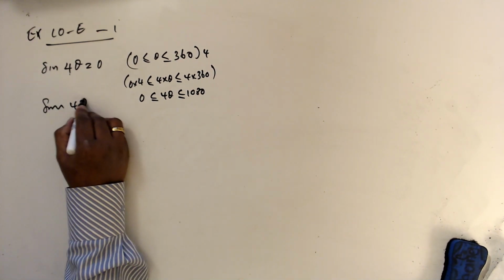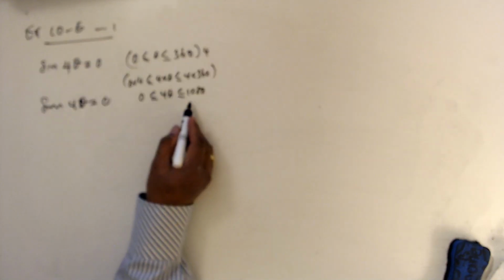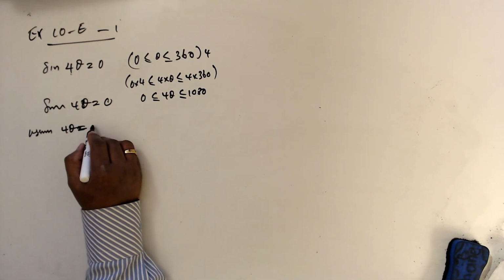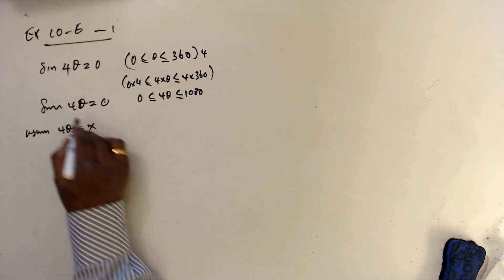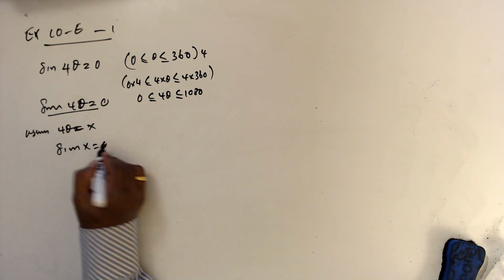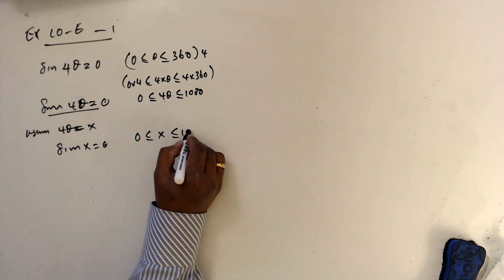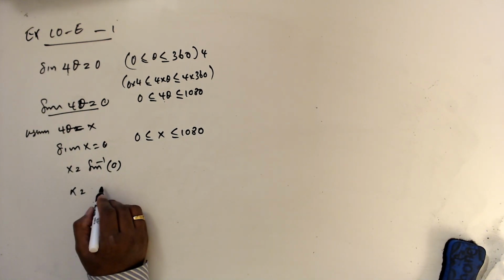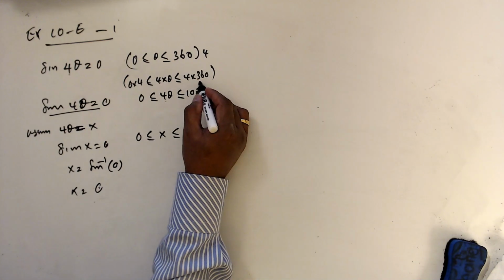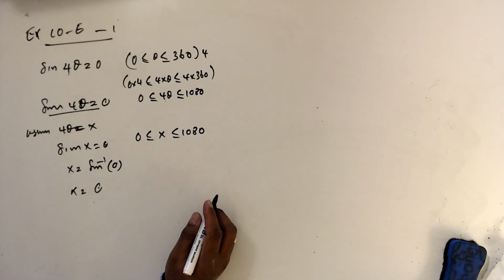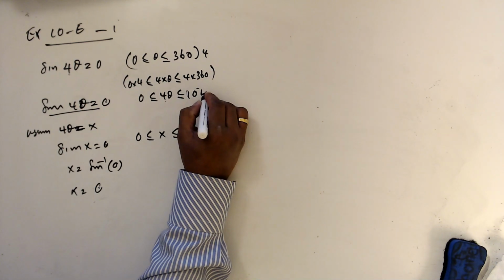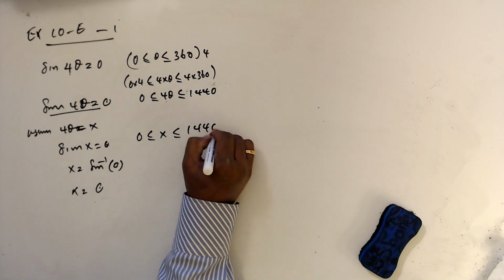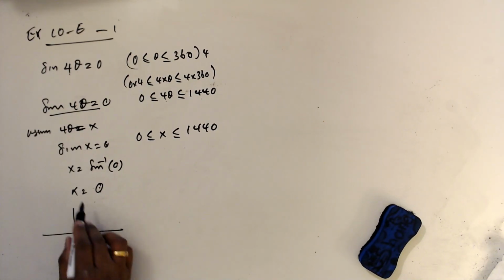Now sine 4θ equals 0. Now assume 4θ is x. Then this becomes sine x equals 0, and 0 ≤ x ≤ 1080. Now x equals sine inverse 0, so sine inverse 0 is 0. Now I think I made a mistake. 360 times 4 is not 1080. That is 1440.